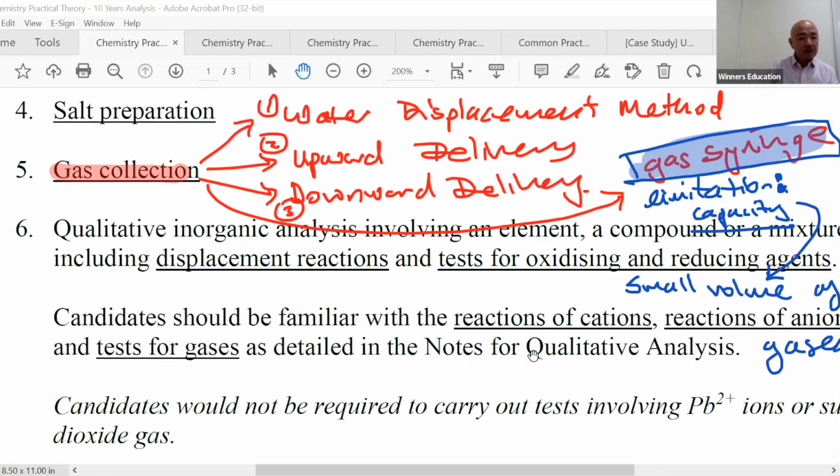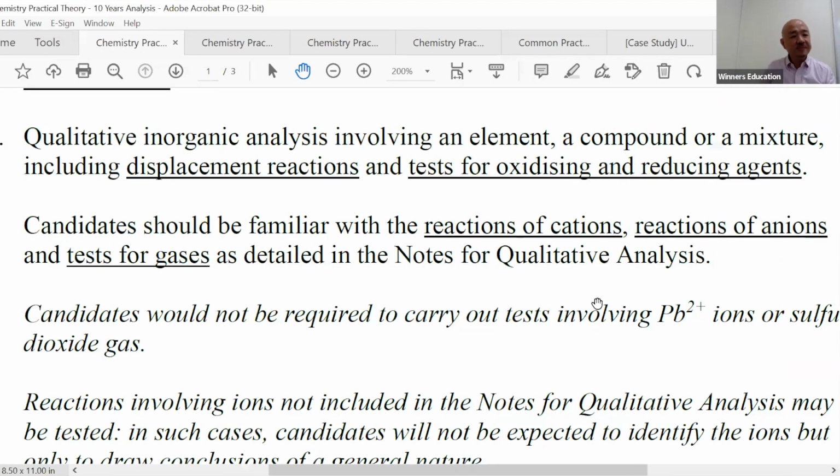Okay, here we go. Then what? Then displacement reaction. I've discussed it: metal displacement, halogen displacement. I also discussed tests for oxidizing and reducing agents. Since we are here, why not? Let's finish it. Recap. That will help you with theory.